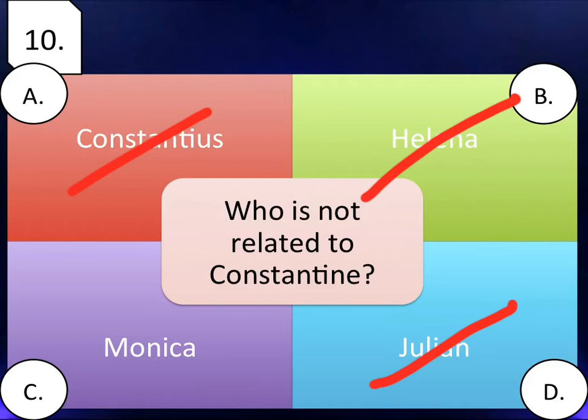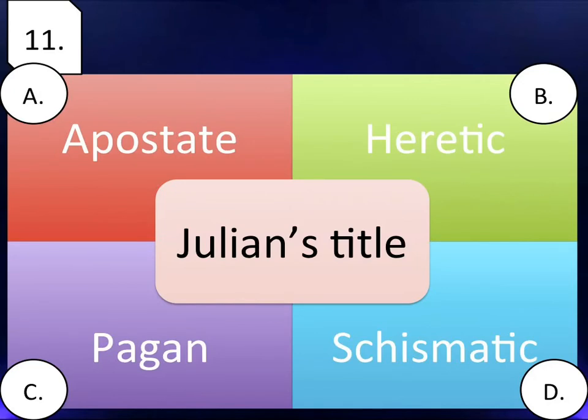Question number 11. This shouldn't be too difficult one because we didn't really use the other words that much, but it's still important to know which one it is. Question 11 is, which of these was Julian's title? Or, not perhaps so much at the time, but historically, which of these was his title? Was it Julian the Apostate, Julian the Heretic, Julian the Pagan, or Julian the Schismatic?